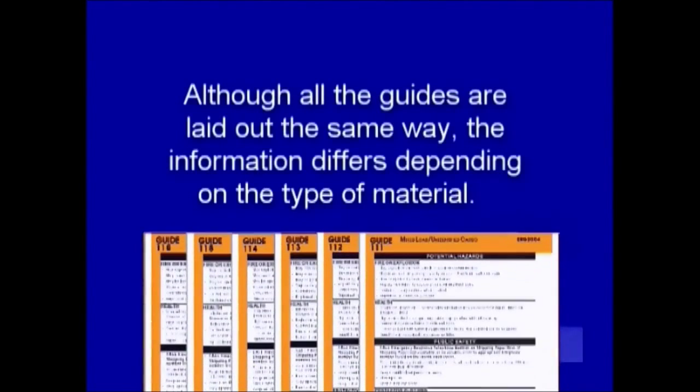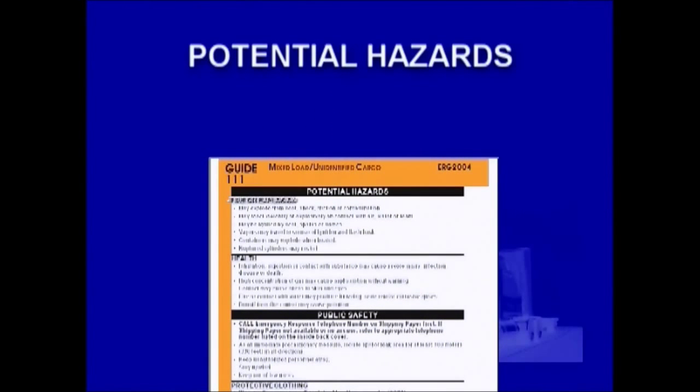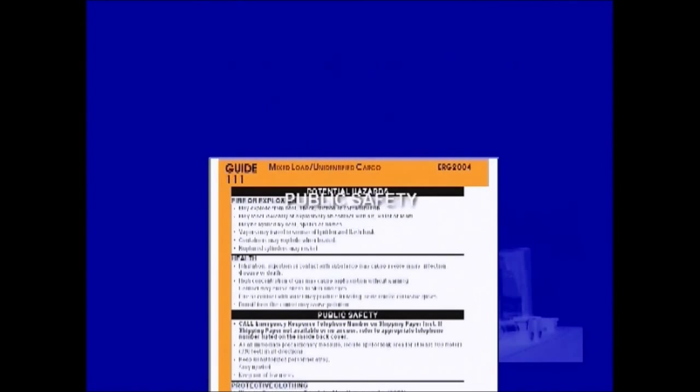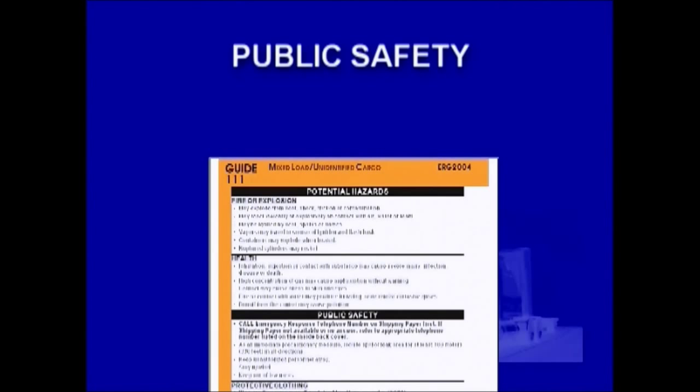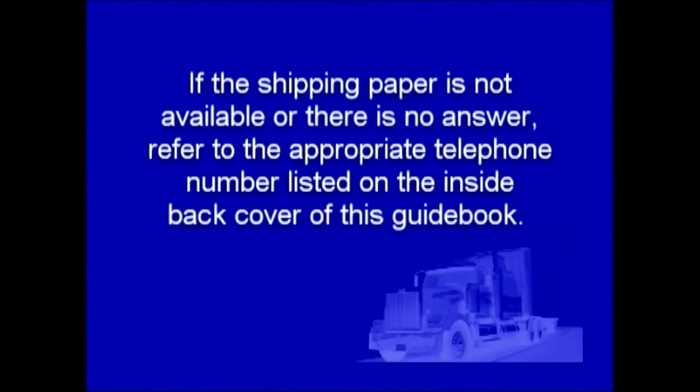Although all the guides are laid out the same way, the information differs depending on the type of material. The first section on potential hazards is divided into 2 sections: fire or explosion and health. The second section is public safety. This guide specifies that the first responder should call the emergency response telephone number on the shipping paper first. If the shipping paper is not available or there is no answer, refer to the appropriate telephone number listed on the inside back cover of this guidebook.